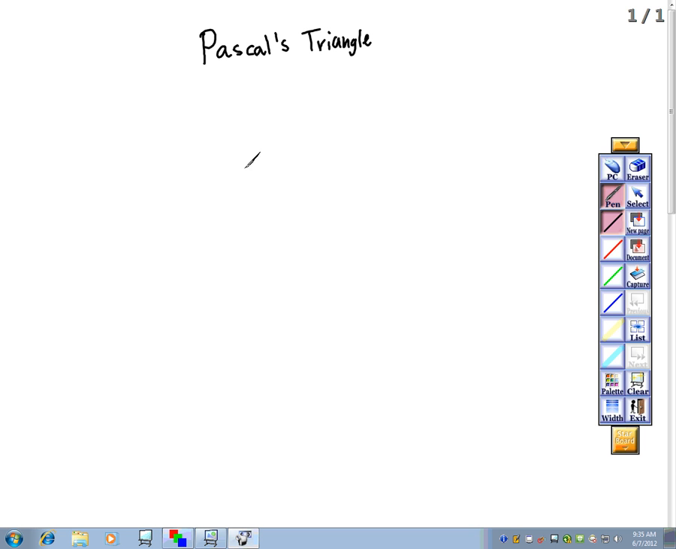Now we're going to talk about Pascal's triangle. Pascal's triangle is a really cool, really fast way to help you expand a binomial raised to a power, something like a plus b to the n power. Pascal's triangle looks like this.